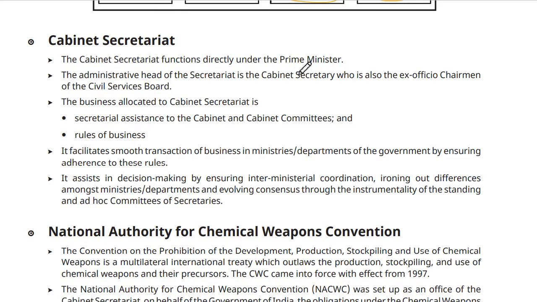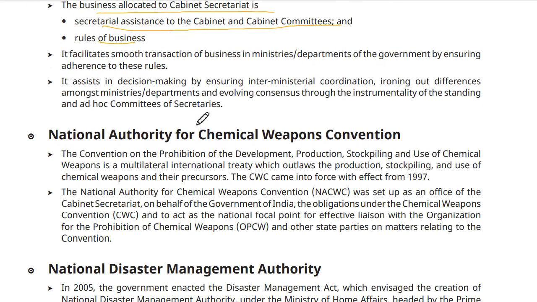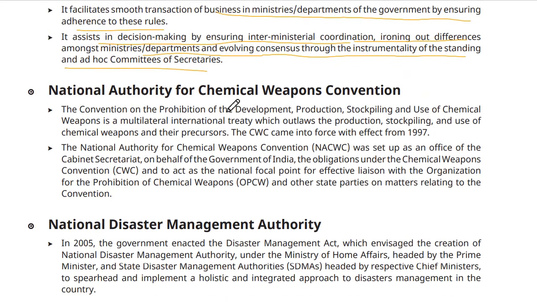Cabinet Secretariat. The Cabinet Secretariat functions directly under the Prime Minister. The administrative head of the Secretariat is the Cabinet Secretary, who is also the ex-officio chairman of the Civil Services Board. The business allocated to the Cabinet Secretariat is secretariat assistance to the Cabinet and the Cabinet committees, and the Rules of Business. It facilitates smooth transaction of business in ministries and departments of the government, ensuring adherence to these rules. It assists in decision making by ensuring inter-ministerial coordination, ironing out differences among ministries and departments, and evolving consensus through the instrumentality of the standing and ad hoc committees of secretaries.